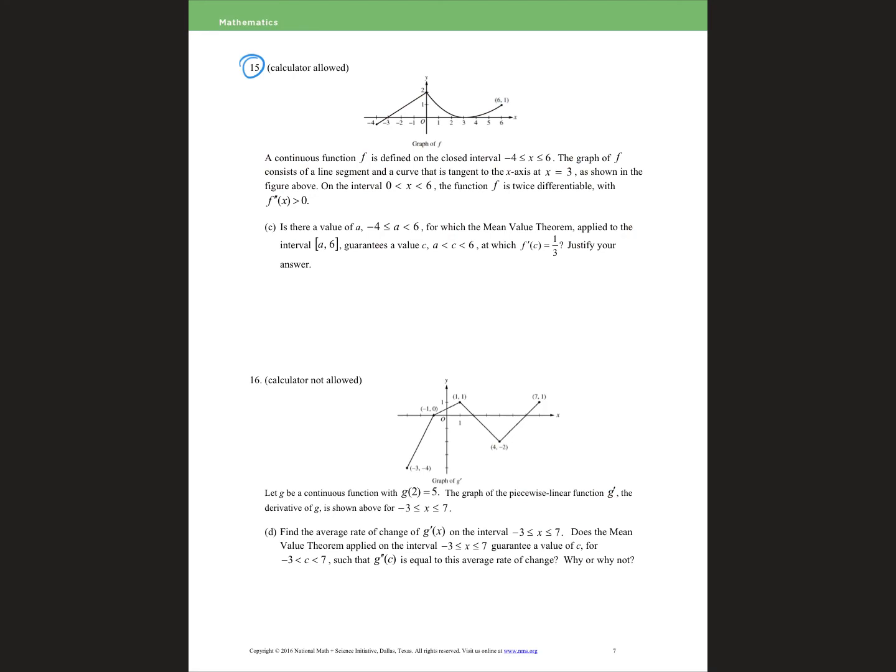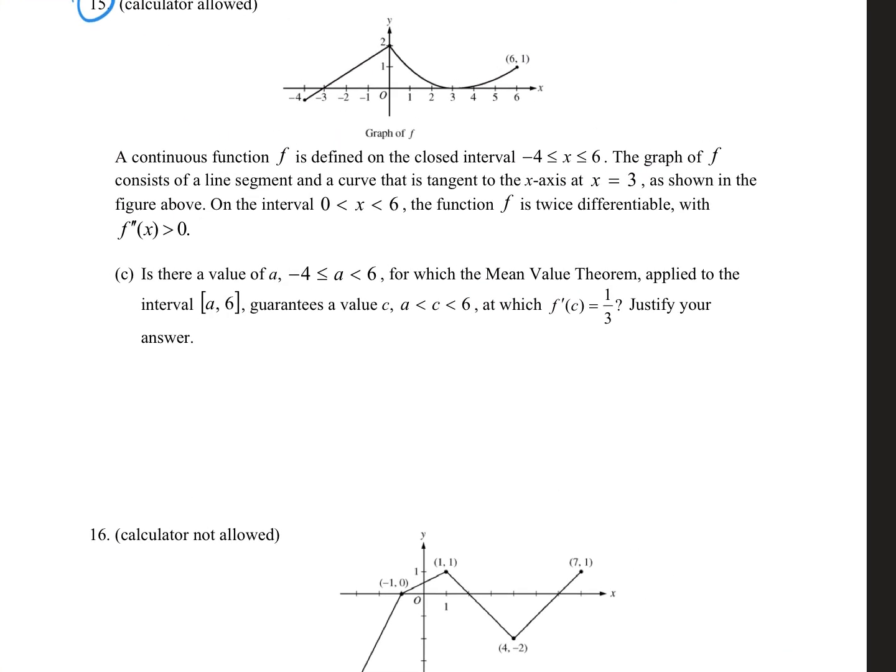And now, number 15. So number 15, they've given you a function, f, and they've given you a graph of that function. So this is the graph of the function we're talking about. They tell you that it consists of a line segment, which is this part, of course, and a curve that is tangent to the x-axis at 3. The function is twice differentiable on the interval from 0 to 6, so that's just the curve part. And f double prime of x is greater than 0, and we're going to talk about what that is in class tomorrow. But it's really irrelevant for the question that you're answering.